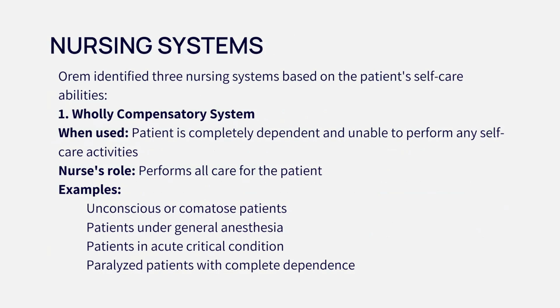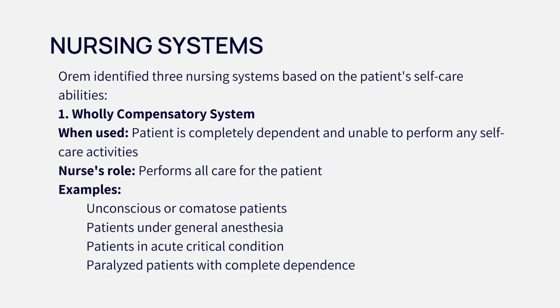Next is the nursing system. Orem identifies three nursing systems based on the patient's self-care ability. I talked about this at the start, in the nursing system, where I described nursing care. When the nurse provides self-care, it is divided into three main parts: wholly compensatory, partially compensatory, or only supportive-educative type.